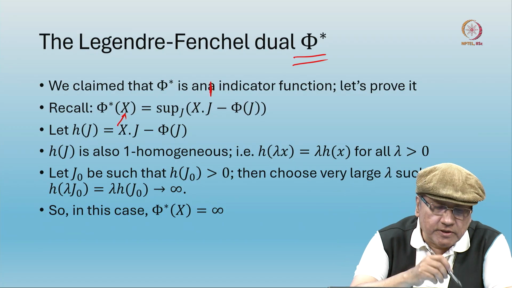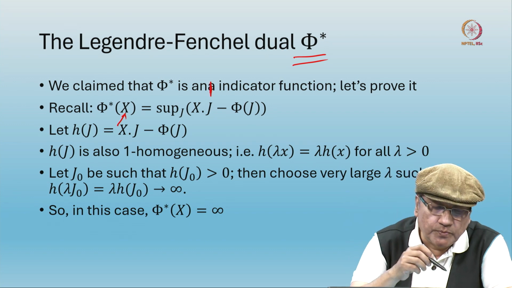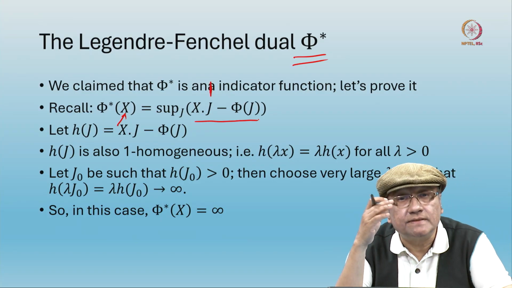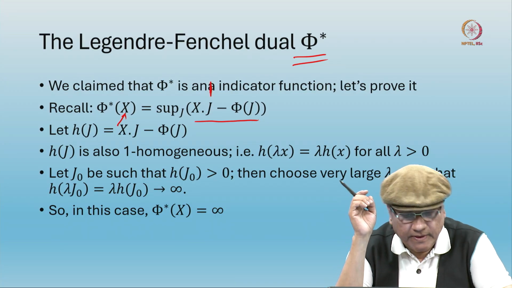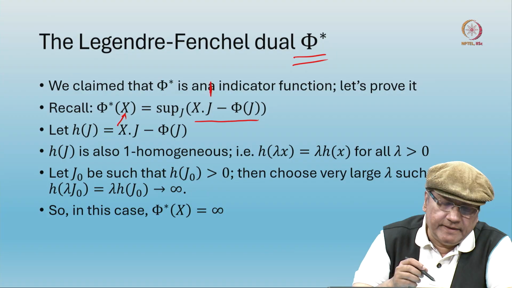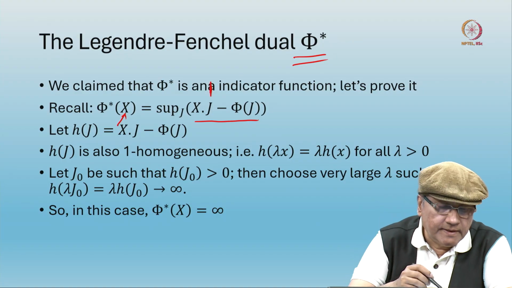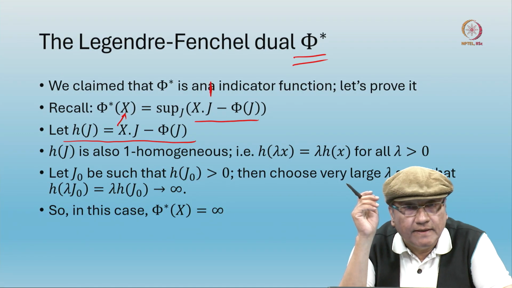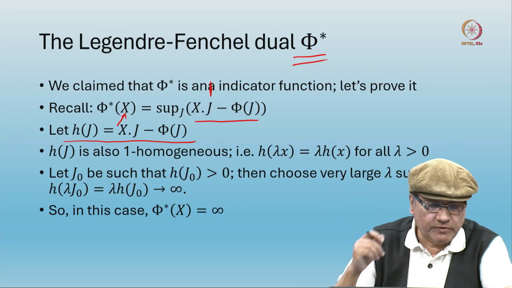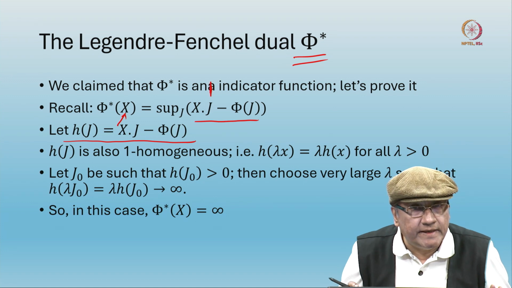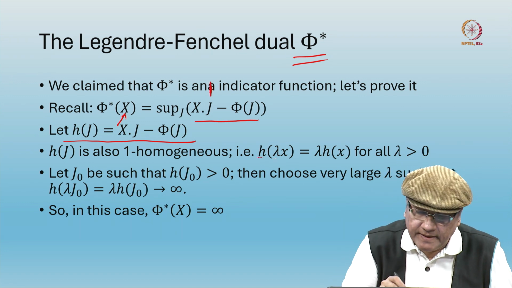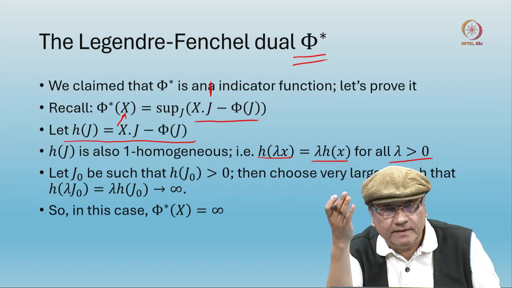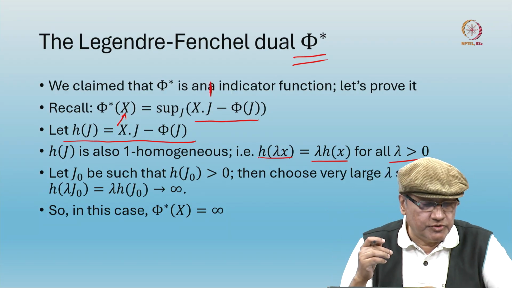The definition of phi star according to the Legendre-Fenchel dual is the supremum over all admissible J of x inner product with J minus phi of J. Let us first forget about the supremum and define the function h of J equal to the argument of the supremum, that is x inner product with J minus phi of J. You can easily see that h of J is also one homogeneous, that is h of lambda J equals lambda h of J for all lambda greater than 0, just as phi of J is one homogeneous.